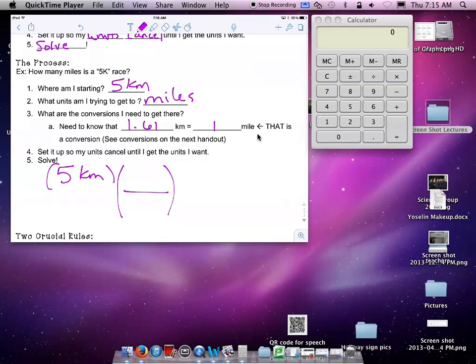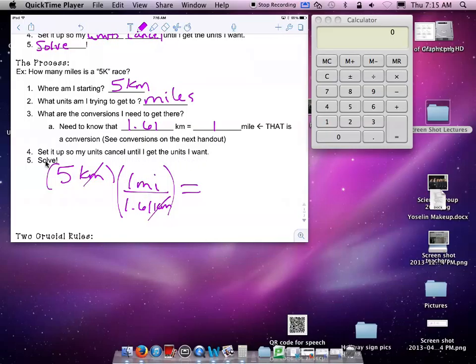Now I'm going to go back to this conversion that tells me 1.61 kilometers equals 1 mile. If I put the 1.61 kilometers on the bottom and 1 mile on the top, then look what happens. Kilometers divided by kilometers will go away, so kilometers cancels. The numbers don't cancel because I don't have the same number anywhere. I'm left with miles, which is the unit I was looking for.